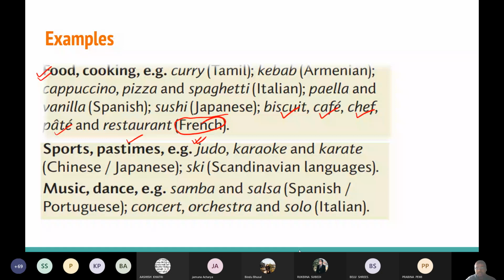Now, just let me have a quick check with the things first. Some of you are waiting in the lobby as well.